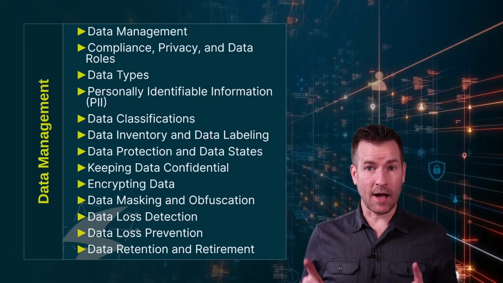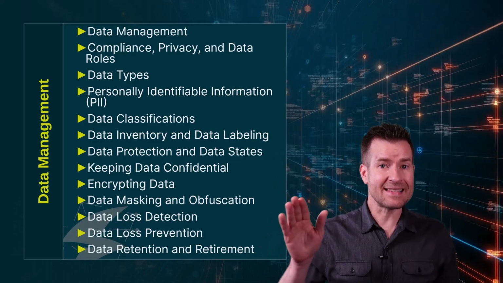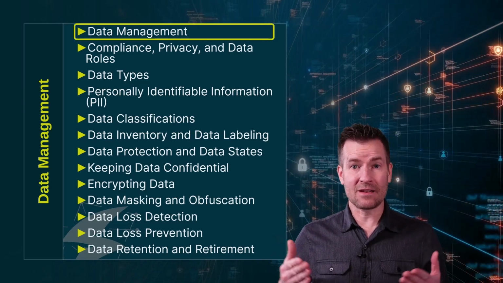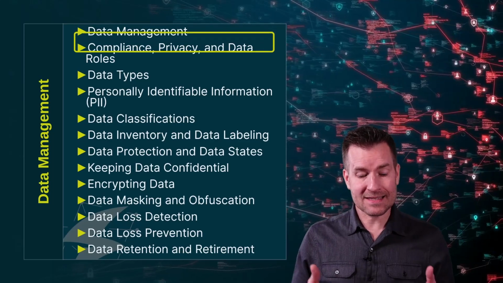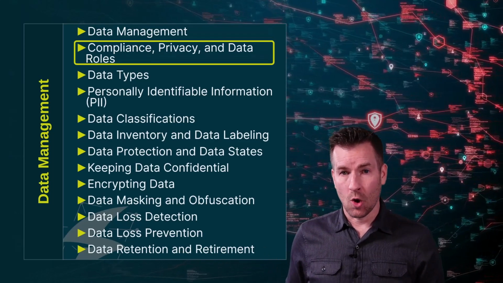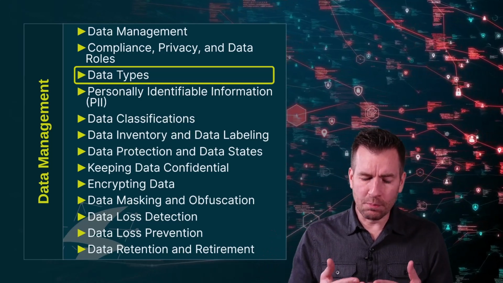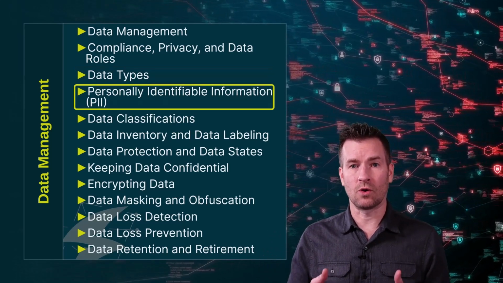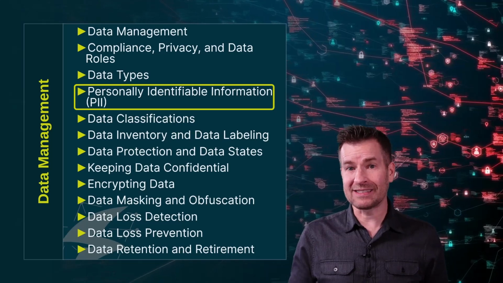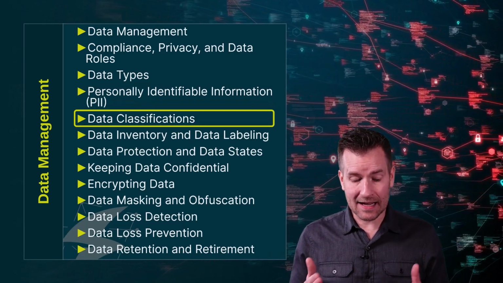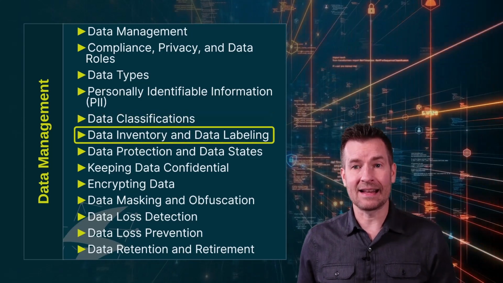We're going to kick this module off going over some basics around data management. What does it look like? Then we're going to dive into some specifics like compliance, privacy, and data roles. We'll talk about different data types and then take a deeper dive into personally identifiable information, or PII. Then we'll talk about data classifications and how we can classify data. We'll also talk about data inventory and data labeling.